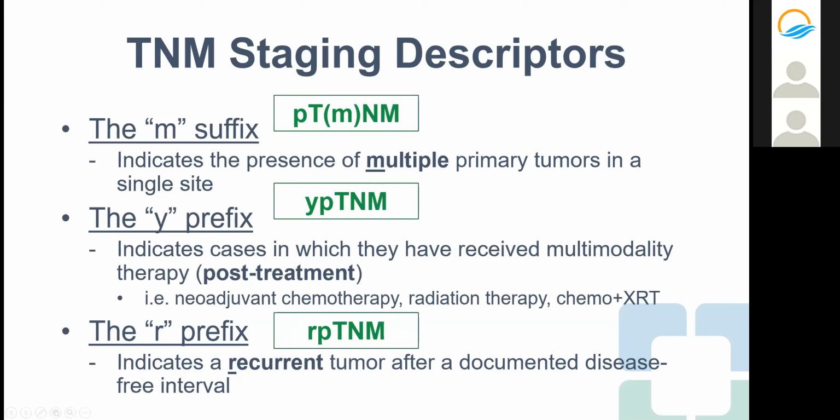So this is what those letters look like in actual practice. Again, for the M, it goes after your T and the T's associated number. And then the Y and the R are prefixes that go before the lowercase p, which is what's indicating to you that this is a pathologic staging system and not clinical.